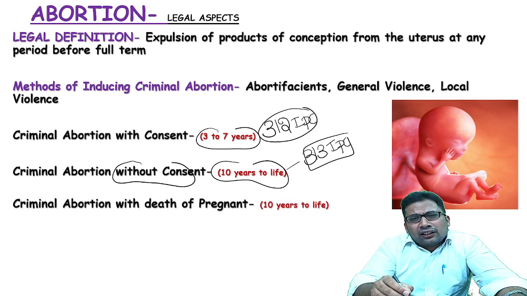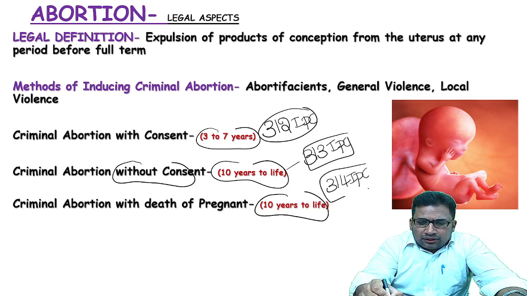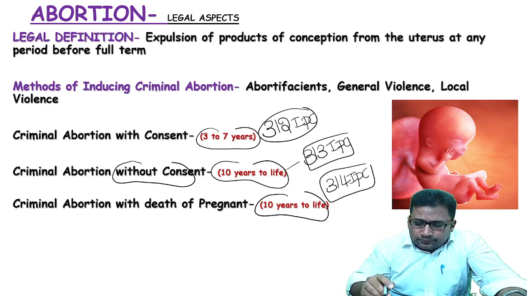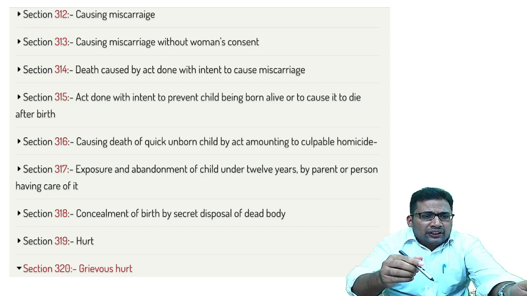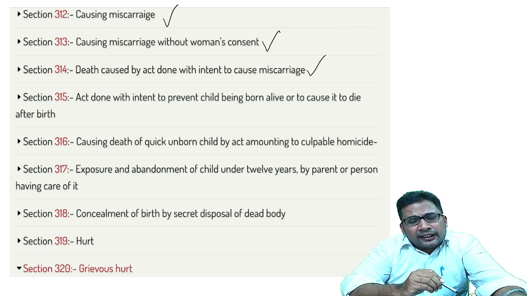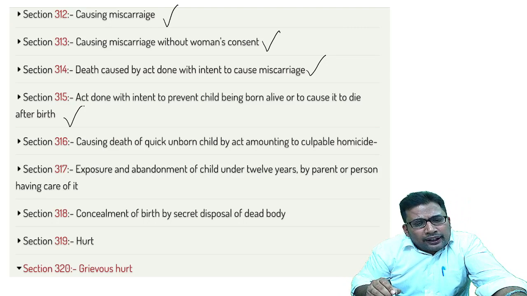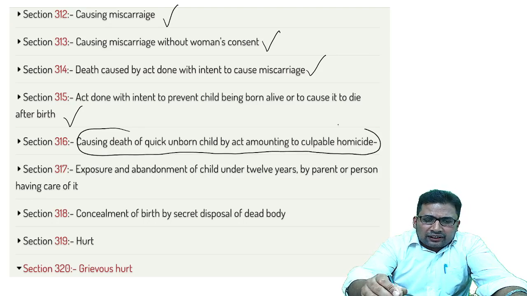Criminal abortion with death of the pregnant woman, then it is 314 IPC. So, answer for this question: 314. So, 312 causing miscarriage, 313 we discussed, 314 we discussed, 315 again it's a repeat question. Act done with intent to prevent child being born alive or to cause it to die after birth. 316 causing death of quick unborn child.